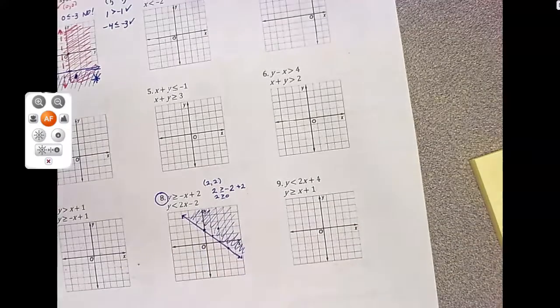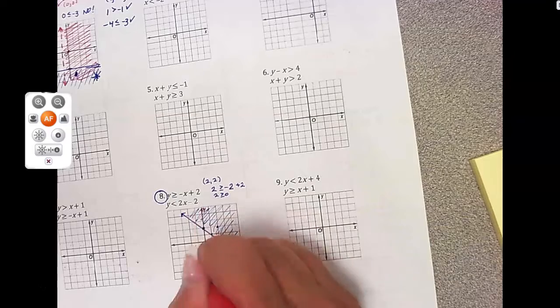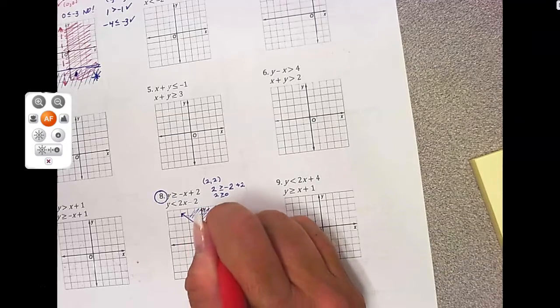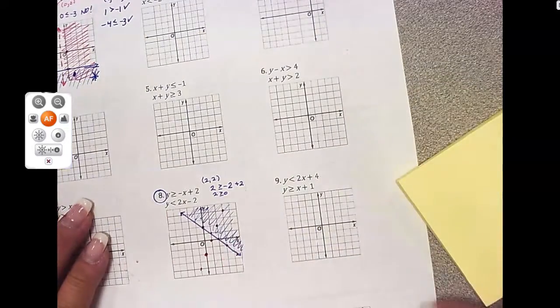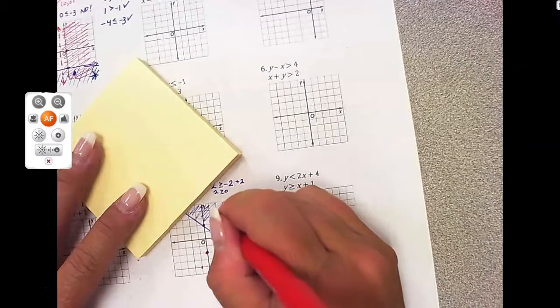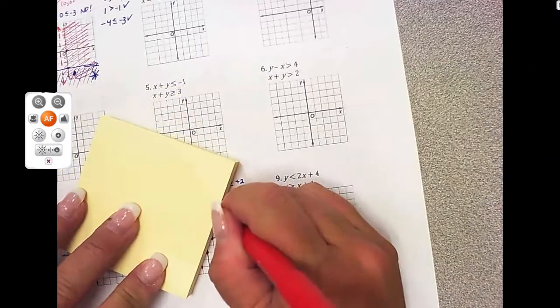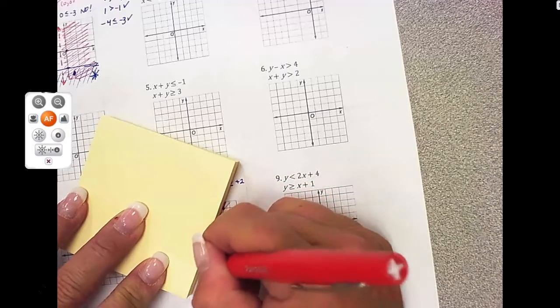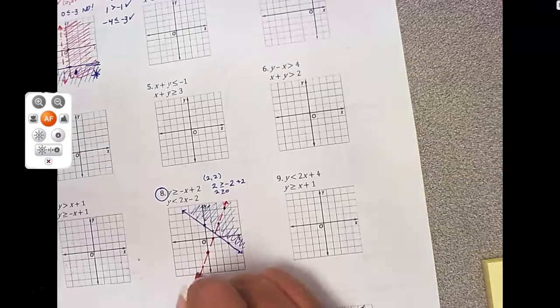Now for my other equation, I'm going to get my other colored marker. I'm going to go to -2. I'm going to rise 2 and run 1. And I'm going to do a dashed line this time because it's a less than sign. So there's no equal to, so that'll be a dashed line.